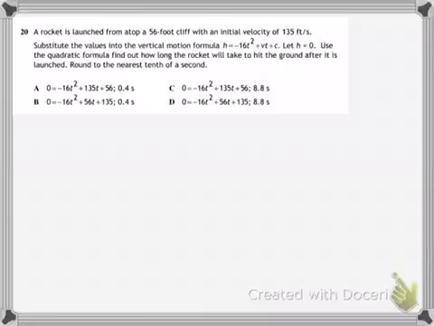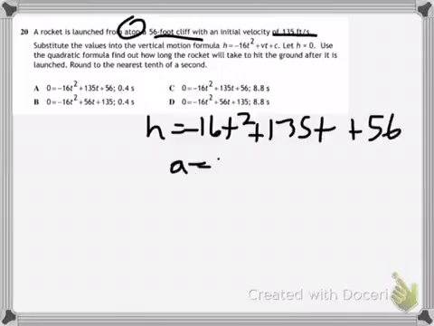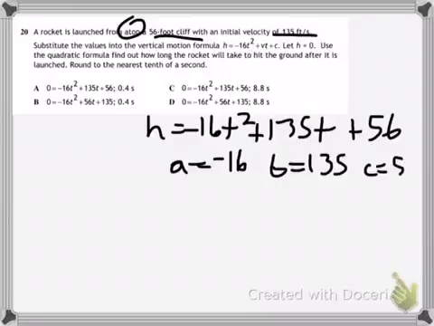Alright, next one, we got to fill this in. Velocity of 135 feet per second. Starts at 56 feet. So our equation is h equals -16t squared plus 135t plus 56. I used t instead of x. Alright, we know A is -16, B is 135, C is 56.